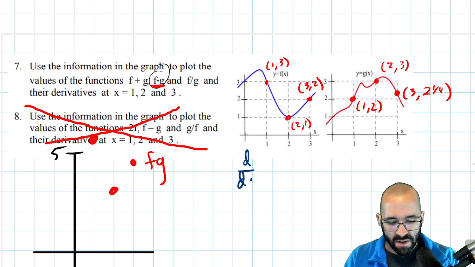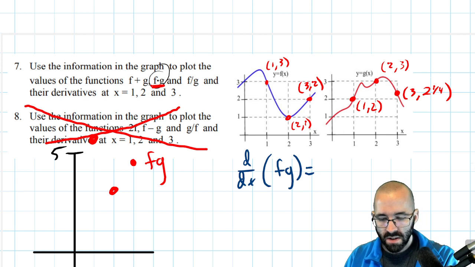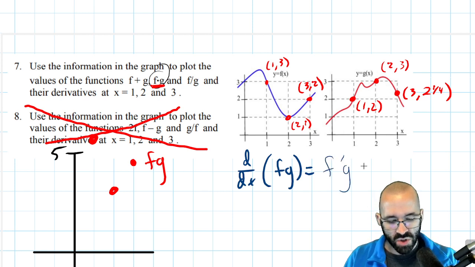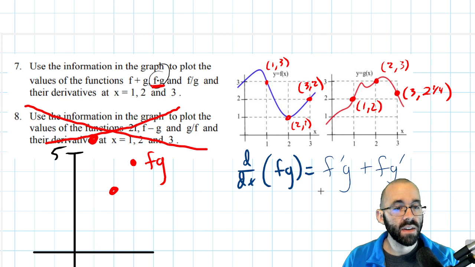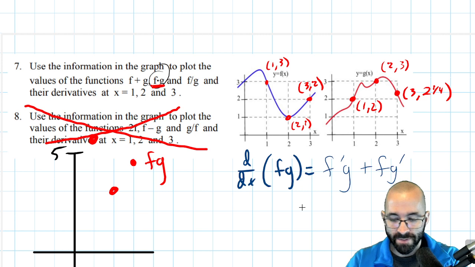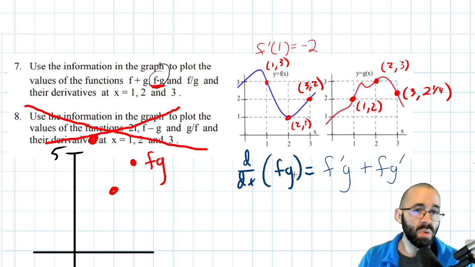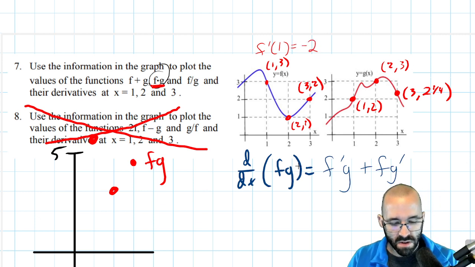Well, what is the derivative of f times g? That's going to be f prime times g plus f times g prime. We're going to need these derivatives at all of these points, and then we'll plug them in. So when we do that, what's the derivative over here? If we look at this line, it looks like the slope of this line is about -2. You could find a different approximation, but it should be something kind of close.